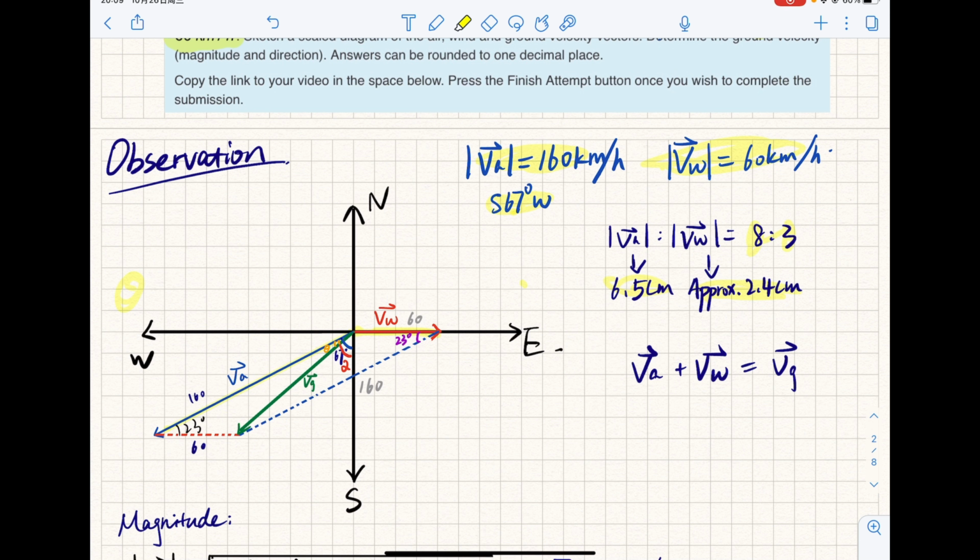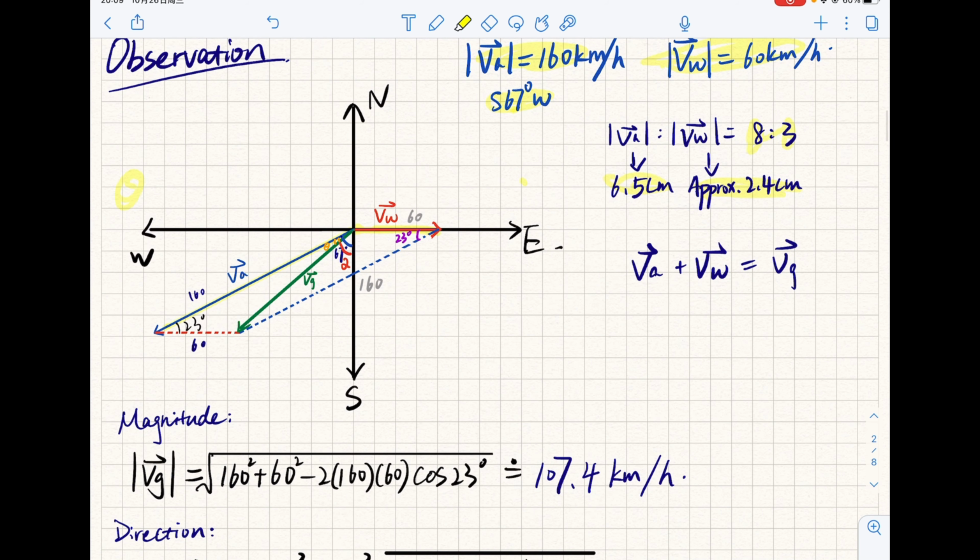Now we have to draw the ground velocity. The vector VG is the addition of vector VA and vector VW, so we have to do vector addition here. Why do I choose the parallelogram? Because their tails are touching, so we have to draw using the parallelogram. I extend this dotted line so that the tails touch and the head is the opposite corner of the parallelogram. So I get my vector VG here. And don't forget the angle here, south 67 degrees to the west.